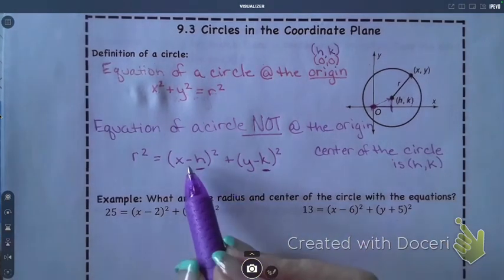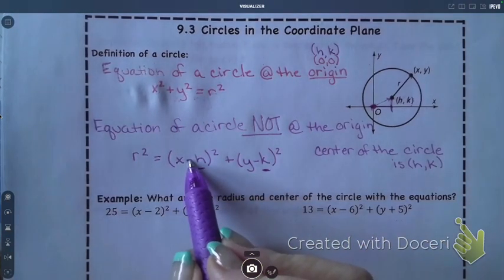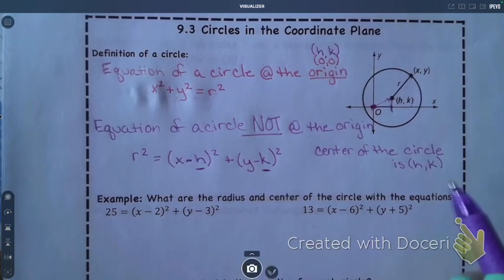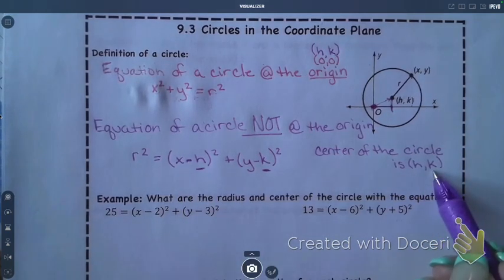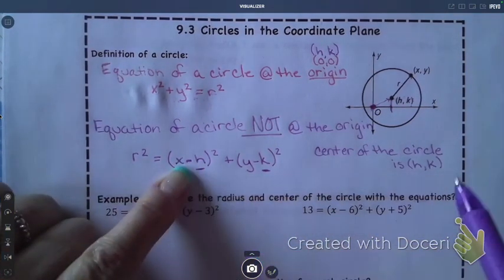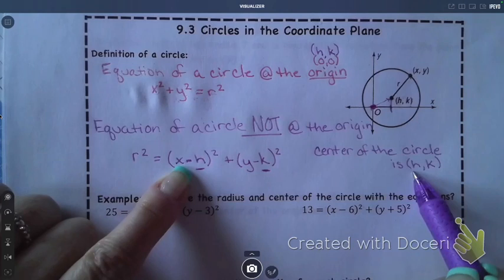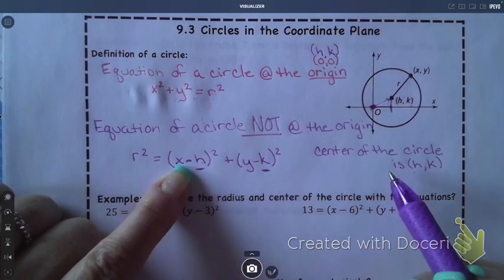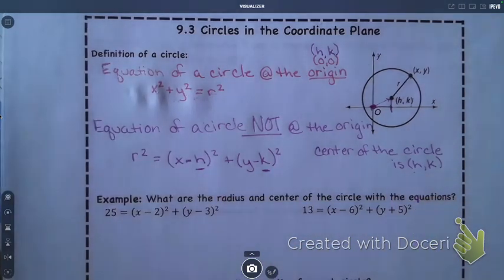What do you notice about the formula? This has a subtraction, and these don't. So this will be the opposite sign. So if this is negative, the center will be positive. But if it is positive, the center will be negative because 2 negatives made it positive. Make sense? Okay, and we will practice it.